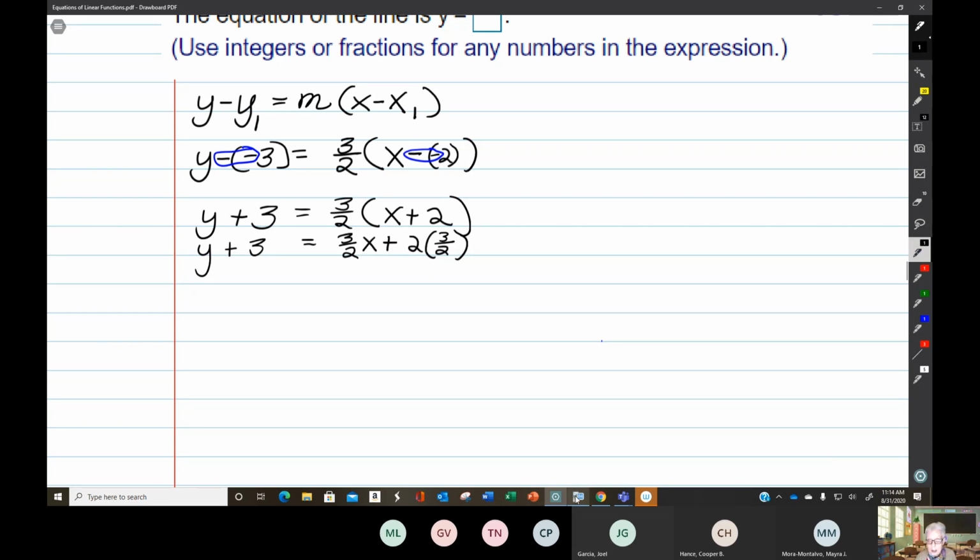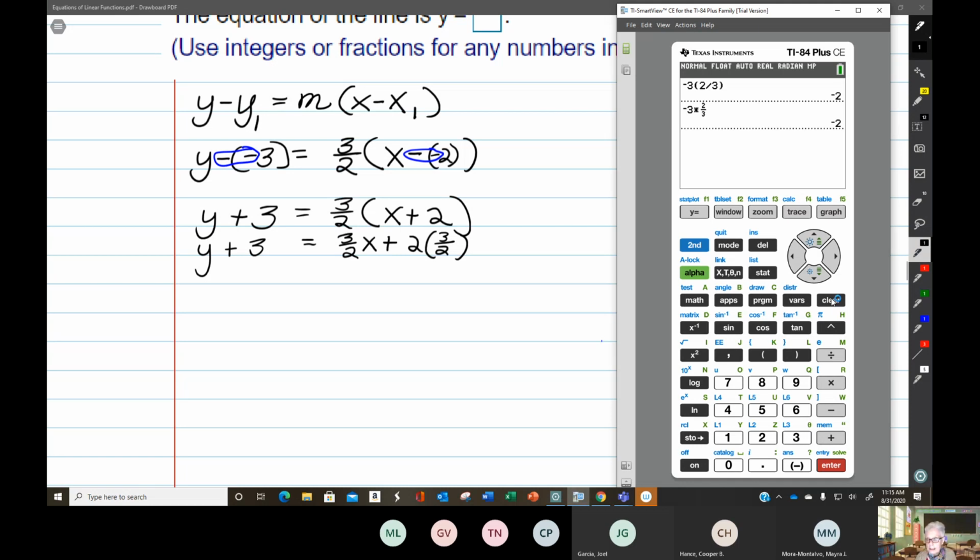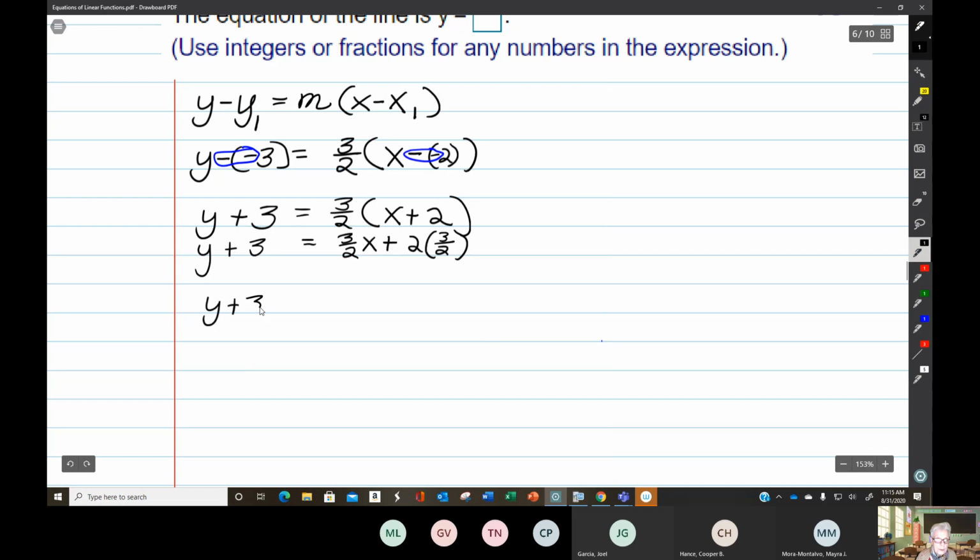But the slightly longer way to do this is 2 parentheses 3 divided by 2, enter, and then, oh, I meant to close my parentheses and then enter. And the answer is 3. So y plus 3 equals 3 over 2x plus 3. And look what happens again.